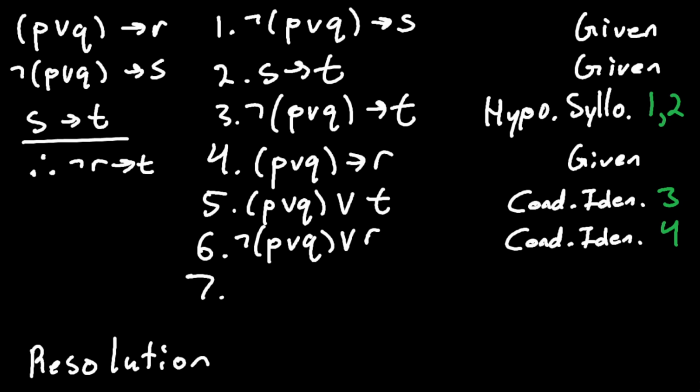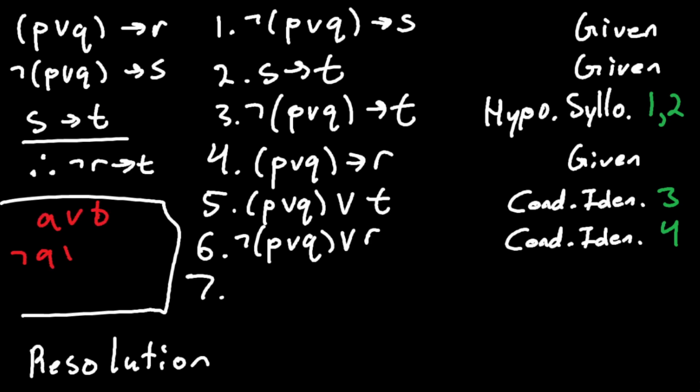Let's look at the structure of resolution real quick. The structure of resolution has A or B and not A or C, and this simplifies to B or C, correct? This is resolution. Well, we have that format here. It might not seem obvious, but remember what I said about these rules of inference? The variables can be entire compound propositions.